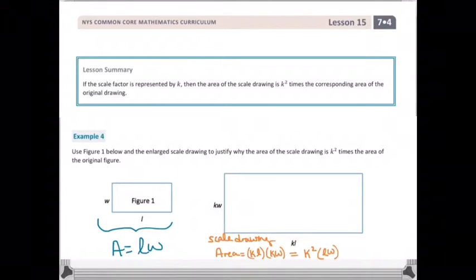And then if we simplify this, it becomes k squared times LW, which means if we take our scale factor and square it, multiply that by the original area, we will get our new area of our scale drawing.